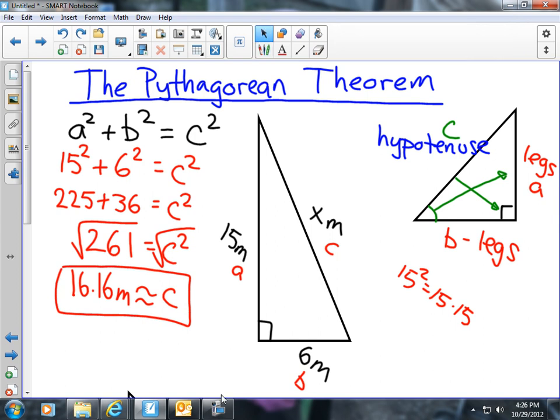Okay, so that would be our first problem. That's how we use the Pythagorean theorem to find our missing side. That's how we do that one. Now I'm going to scroll down. We're going to do another one here.